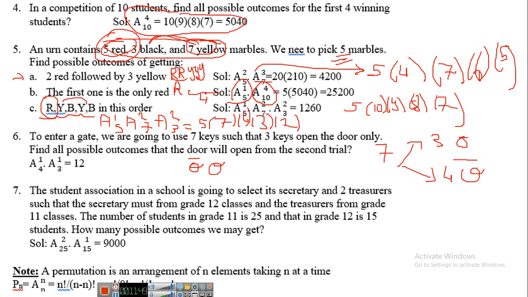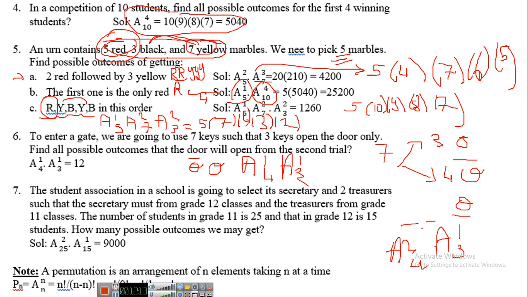So I want it to open from the second. How many do not open in the first one? I have 4, so I will pick 1 out of 4. Then it opens in the second, which will be 1 out of 3. Suppose I said it will open in the third one. Here, the first 2 will not open, so I say 2 out of 4, and then 1 out of 3, it opens in the third one.